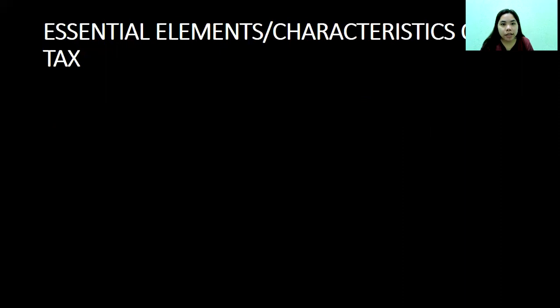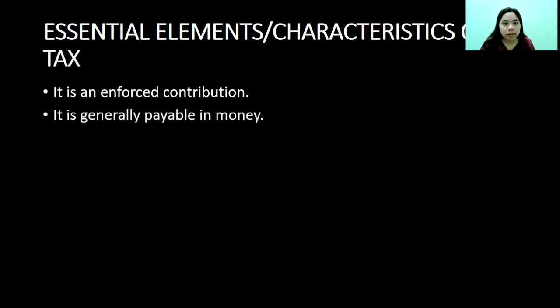Then essential elements or characteristics of tax. Let's take note of that. Number one, it is an enforced contribution. So there is a compulsory payment of taxes for each person composing the state. Then it is generally payable in money. Of course, you pay your taxes in terms of money, so you cannot pay with property. You cannot pay with real property or personal property. You cannot pay that, but you have to pay money for taxes.